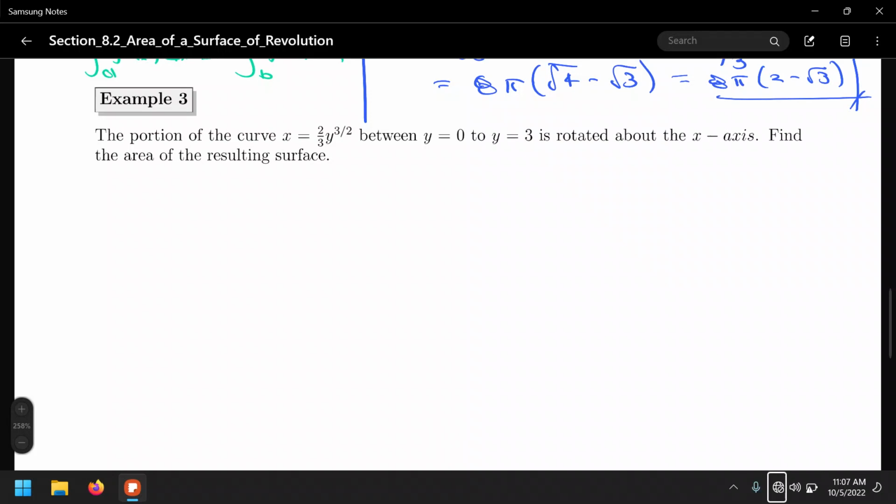Example number 3: the portion of the curve x equals 2/3 y to the 3/2 between y equals 0 to y equals 3 is rotated about the x-axis. Find the area of the resulting surface.